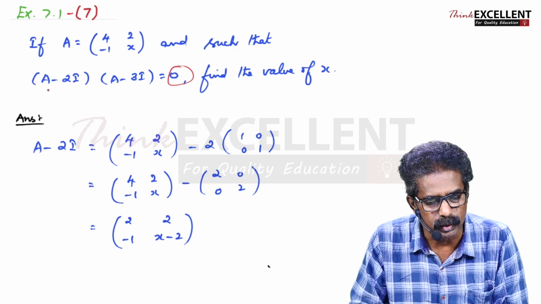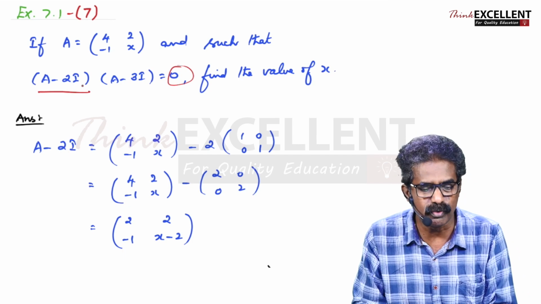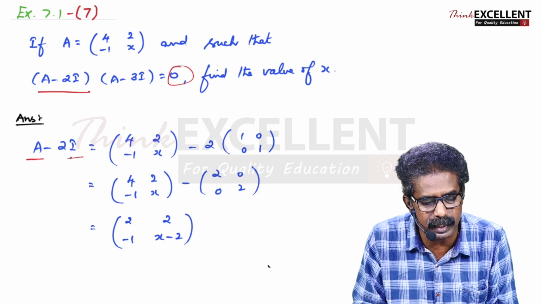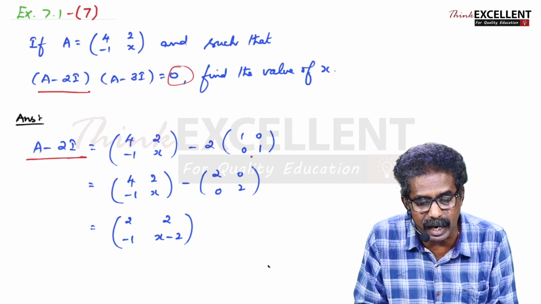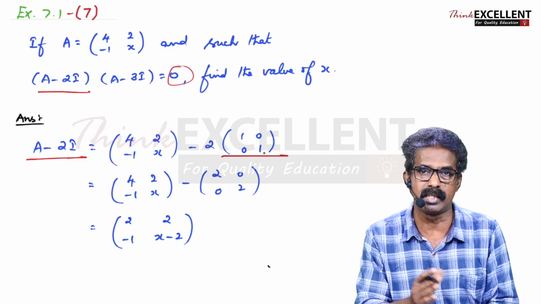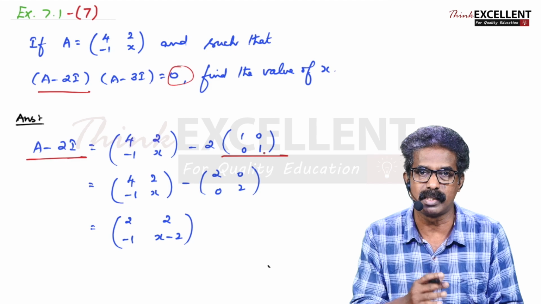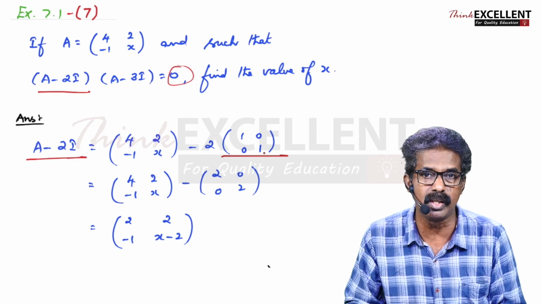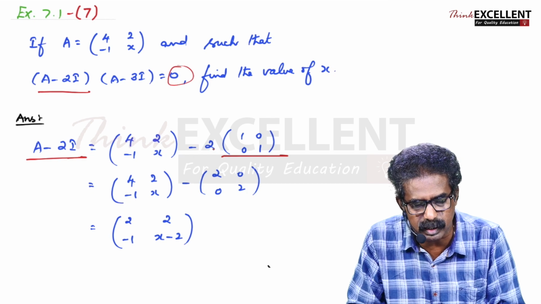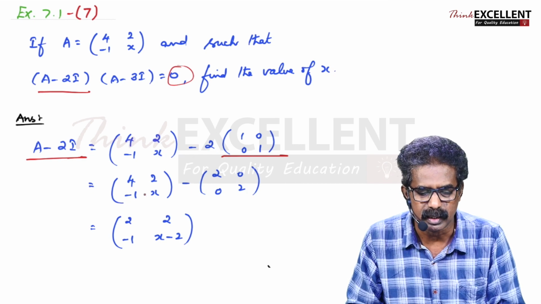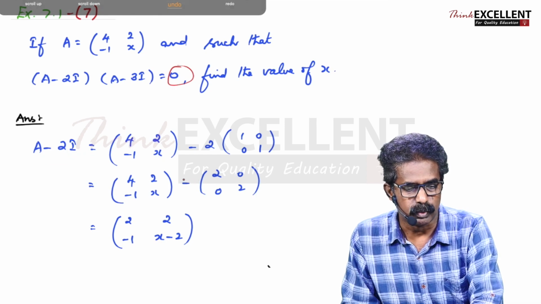So what do you do here? First you find the first bracket. What is that? A minus 2I. You find A minus 2I separately. This is A minus 2 into I. I means identity matrix 1, 0, 0, 1. If it is a 3 by 3, you take I3: 1, 0, 0, 0, 1, 0, 0, 0, 1, right? Here it is I2. Do you multiply by 2? Minus you write as it is. You multiply every element by 2. Then ordinary subtraction.